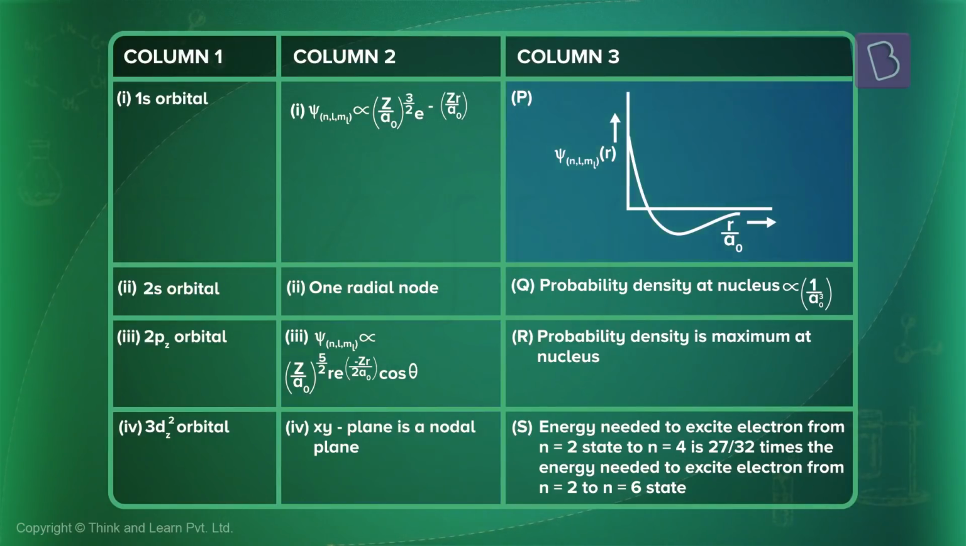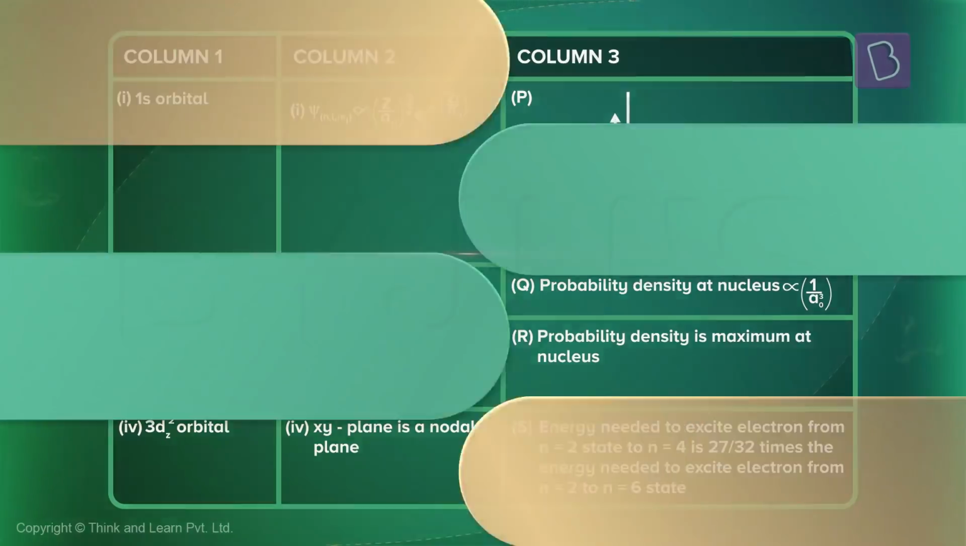Column 3, there's a graph, again psi versus r by a naught. Probability density at the nucleus was given to be proportional to something, and another option about probability density. And the last one is an entire numerical on its own: energy needed to excite an electron from state n equal to 2 to n equal to 4. This is the emission absorption idea. Okay, so it looks scary.